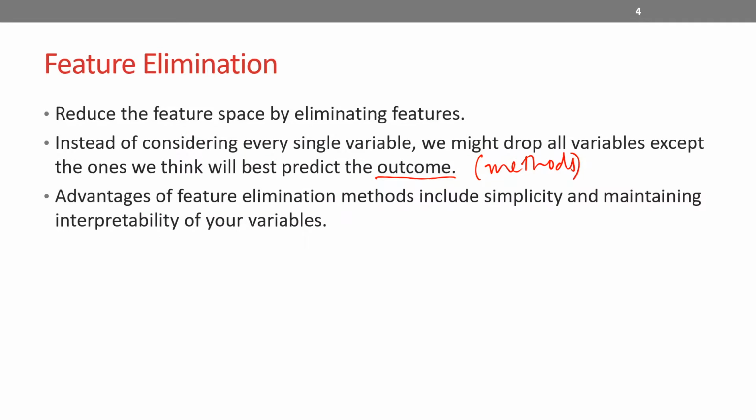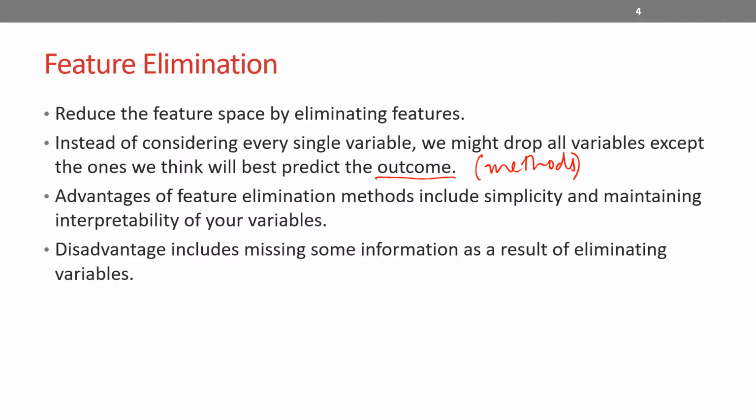Okay, advantages of feature elimination methods include simplicity of modeling and maintaining a model such that we can interpret our variables, so we can understand our variables. One big disadvantage of eliminating features explicitly is that we might miss out on certain important aspects of the data set, so we might miss out on the information. Maybe that particular feature was important in a certain way, but we eliminated it.